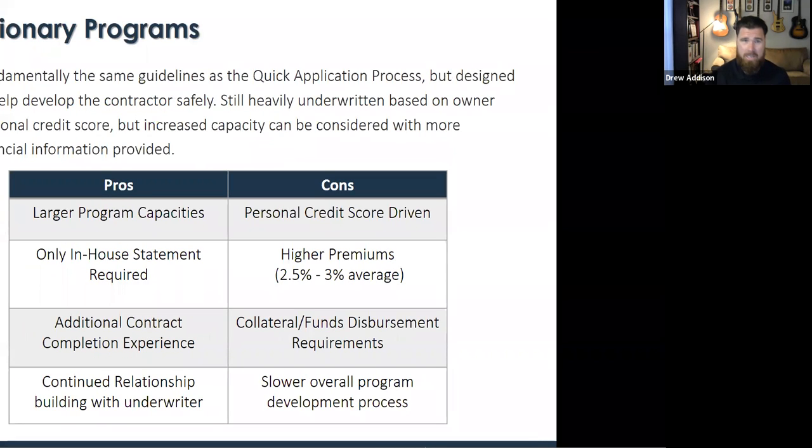And then there's the transitionary program. This is kind of like a hybrid between quick application and standard program, where it's very personal credit score driven. The premium rates can go down a little bit, but not really a whole lot, because there's just not a whole lot of information there. And it really kind of kicks off with in-house statements.